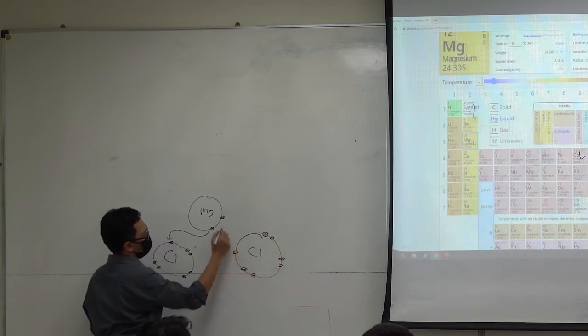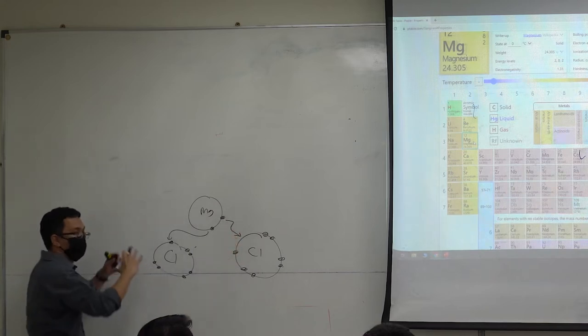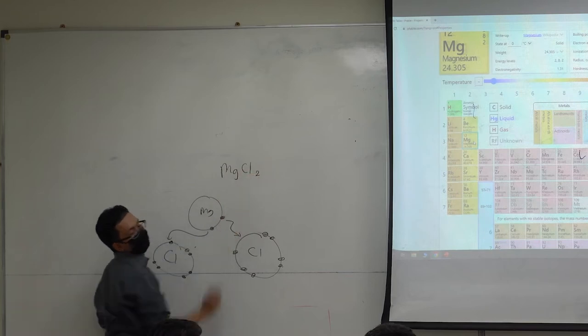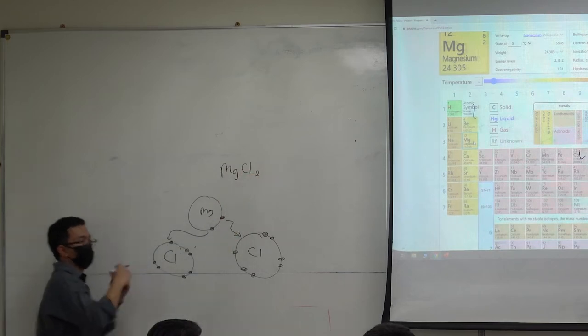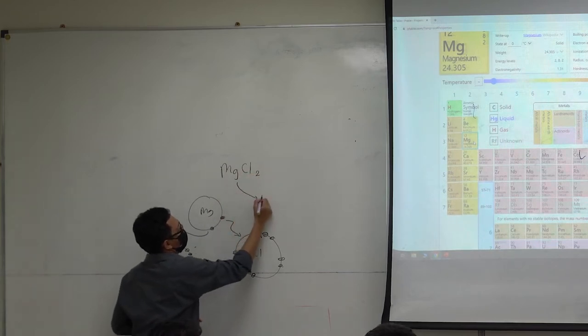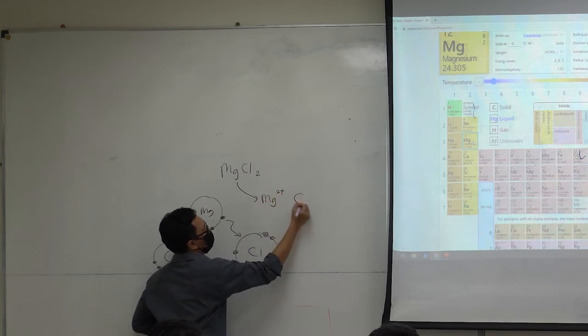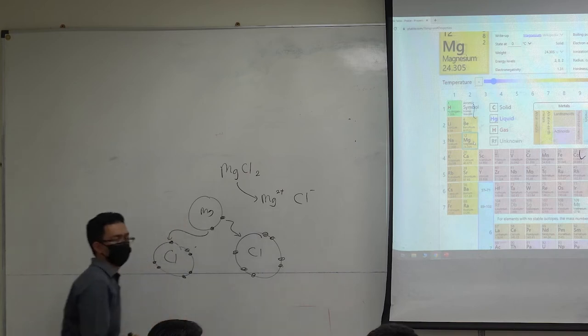1, 2, 3, 4, 5, 6, 7, and then this goes here. So that's why the ionic compound is magnesium chloride 2. Okay? And when they associate in water, it becomes magnesium 2 plus and then chloride minus.